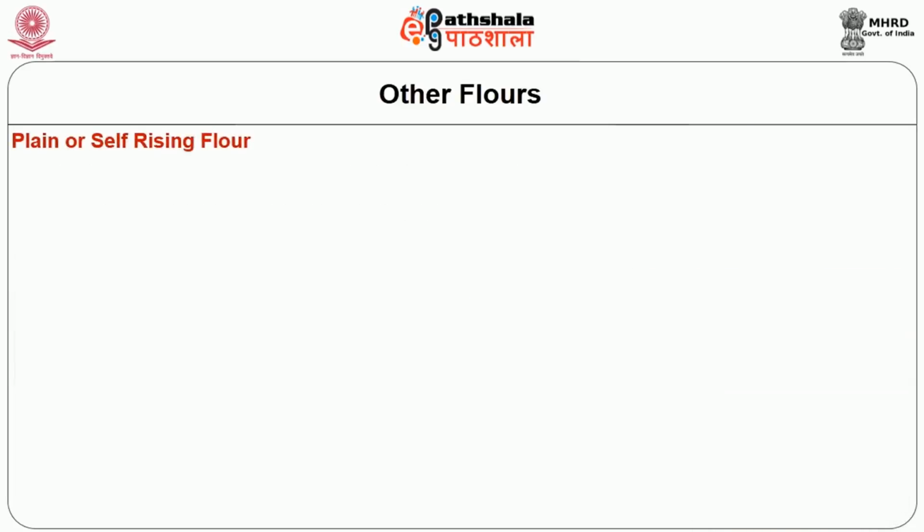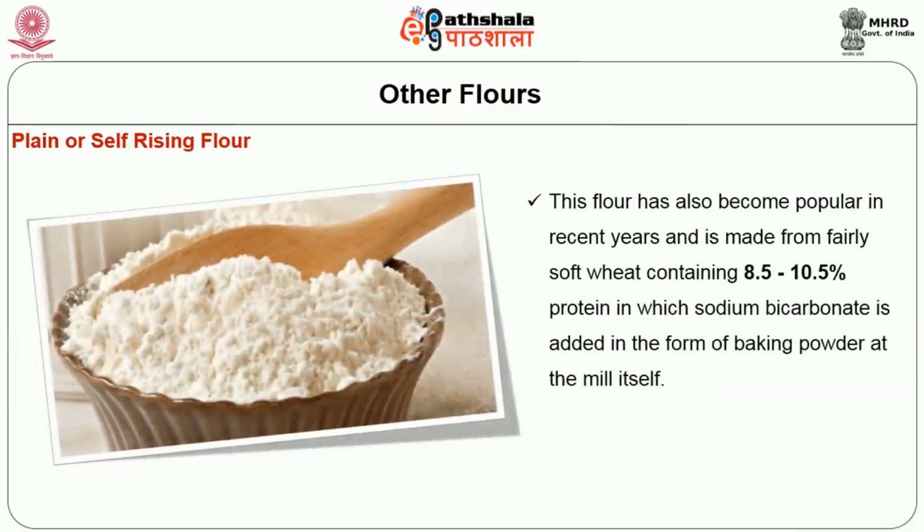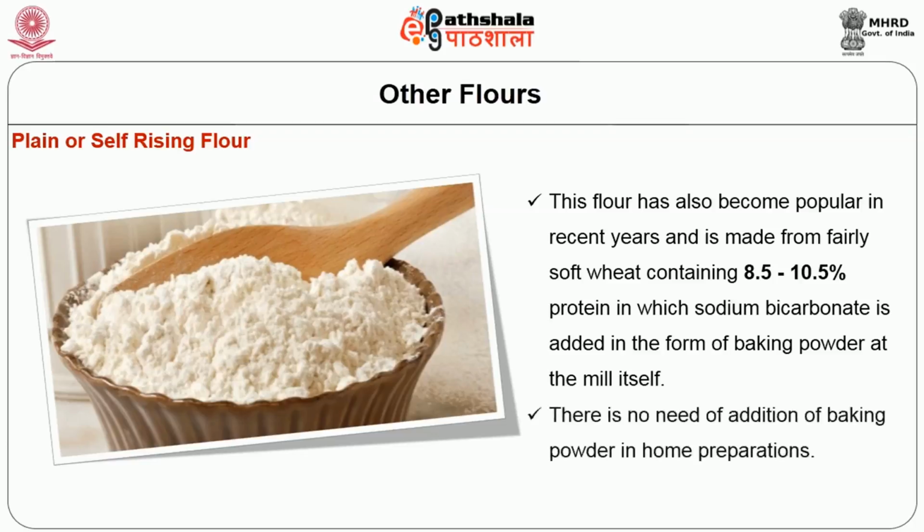Plain or self-rising flour. This flour has also become popular in recent years and is made from fairly soft wheat containing 8.5 to around 11% protein, in which sodium bicarbonate is added in the form of baking powder at the mill itself. Hence, there is no need of addition of baking powder in home preparations.